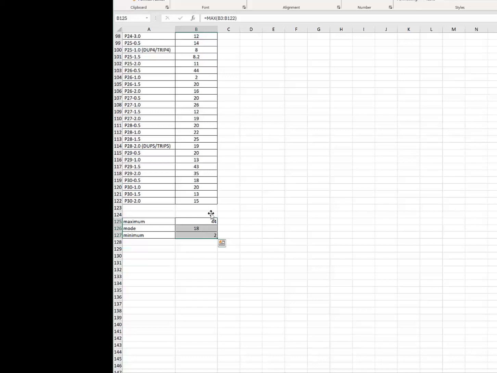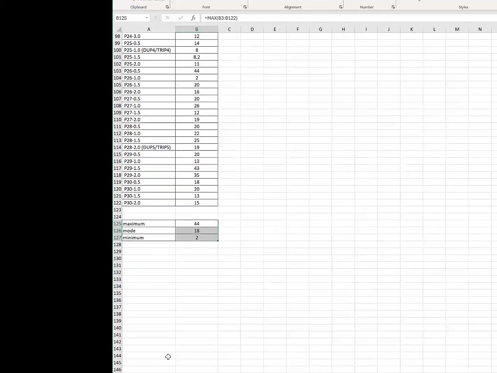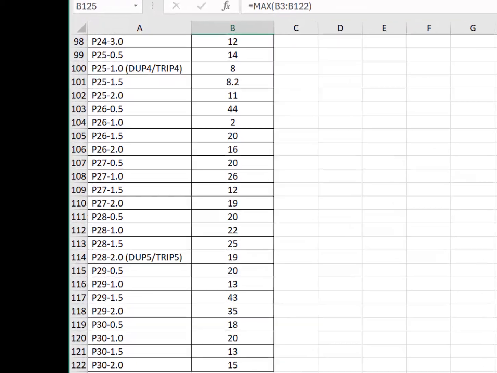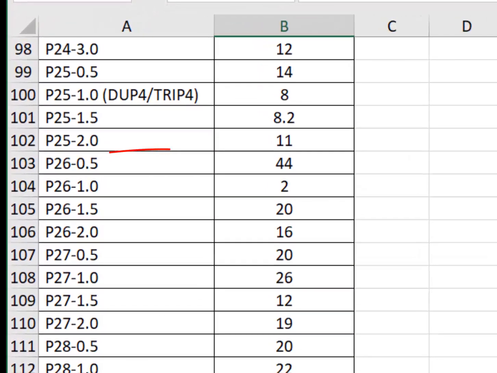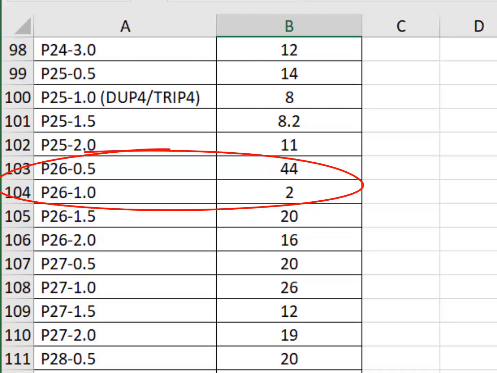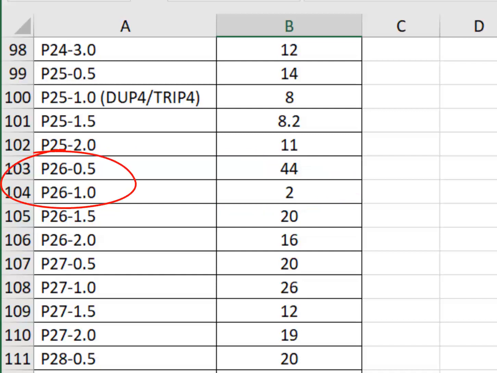Now just to center the data, and now to locate the location for the maximum and minimum values. We see they both come from pit 26, the maximum at 0.5 meters and the minimum value at 1 meter, curiously enough.